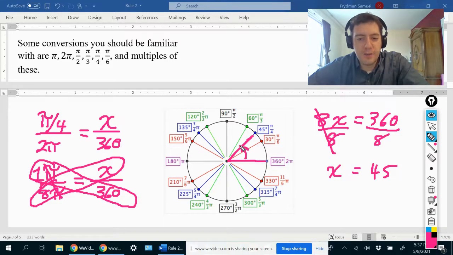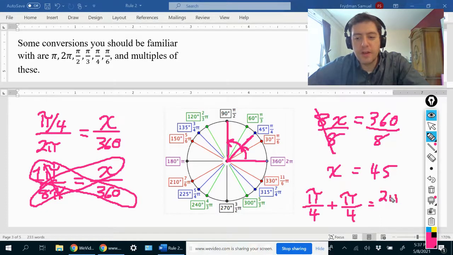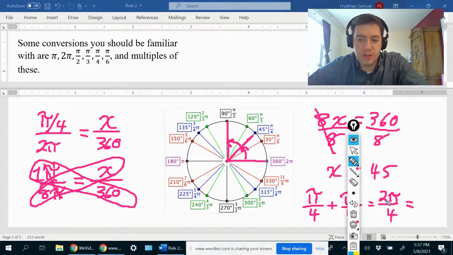Okay, so if I add another pi over 4, then 45 plus 45 is 90 degrees. And of course, pi over 4 plus pi over 4 is the same as 2 pi over 4. And that you can reduce to a half, right? So you can rewrite this as pi over 2, which of course it is over here in the picture. Okay, so if you keep adding pi over 4 radians, then that's like adding 45 degrees.